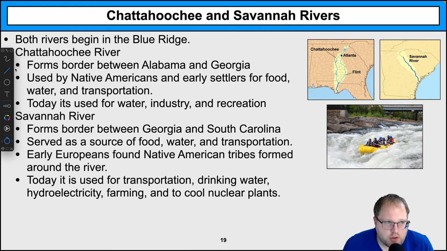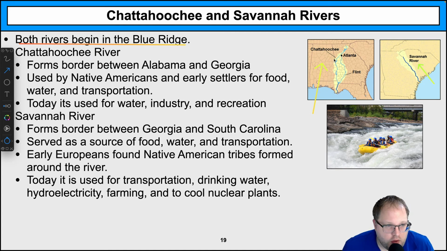Chattahoochee and Savannah rivers. Two of Georgia's most important rivers are the Chattahoochee and the Savannah River. Both of these rivers begin in the Blue Ridge region because this is the region where most of the rain falls in the state, and it helped to form these two rivers. Now, we need to know that the Chattahoochee River forms the border between Georgia right here and Alabama right here. And we also need to know that the Savannah River forms the border between Georgia and South Carolina.